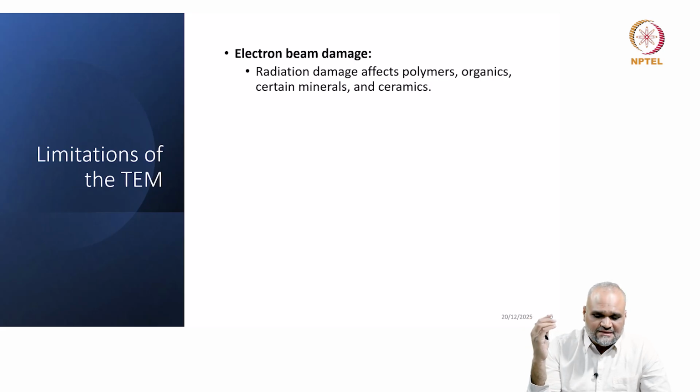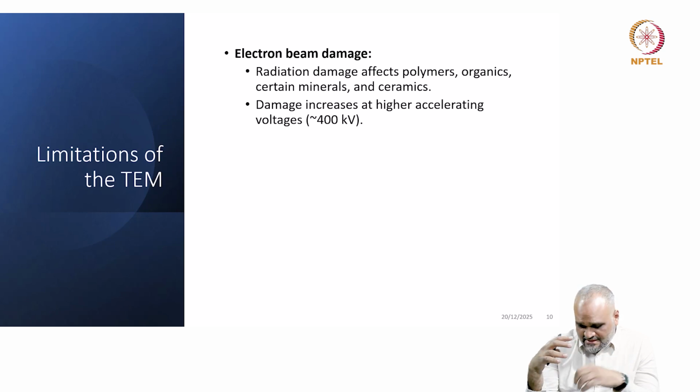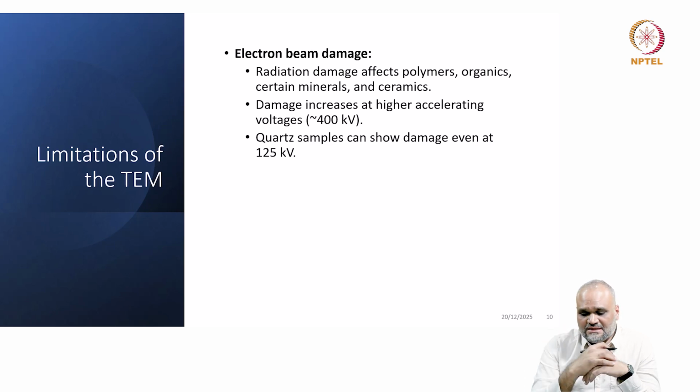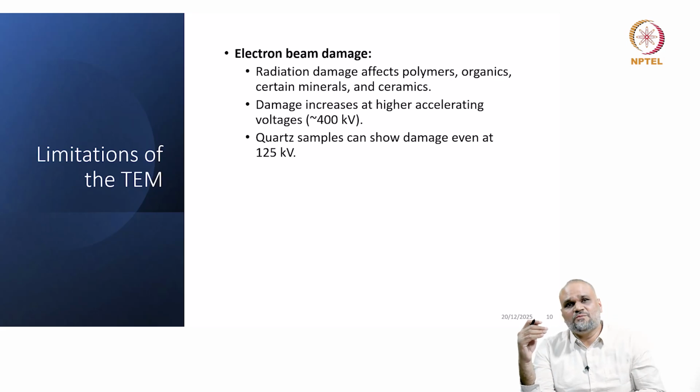How do we contain it? As I increase the accelerating voltage, the electron beam damage increases. So what I can do is lower the voltage. I was telling you a few minerals, for example, quartz, can show damage even at 125 kilovolt. And carbonaceous materials typically have a threshold of 86 kiloelectron volt. So you lower the accelerating voltage of your microscope, and you also lower the electron beam dose.